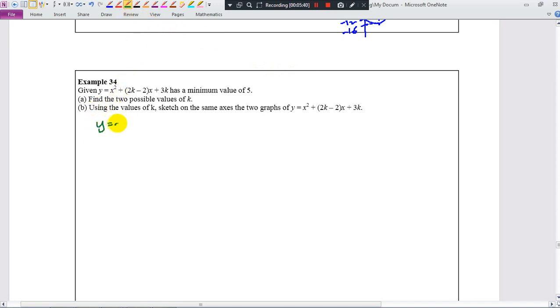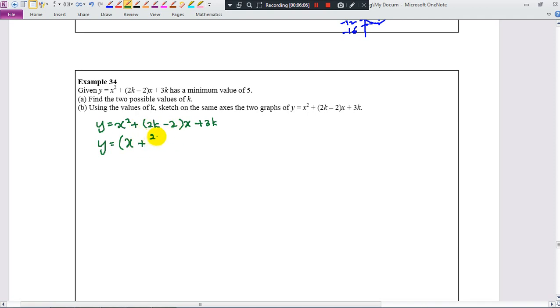y is equal to x squared plus (2k minus 2)x plus 3k has a minimum value of 5. So to find the minimum value, I do the complete square first. Now this is positive 1, so I can start: x plus, because this is plus, take this and divide by 2.